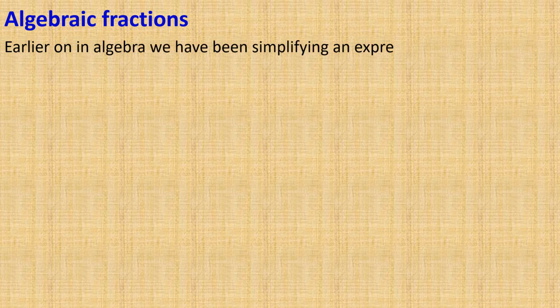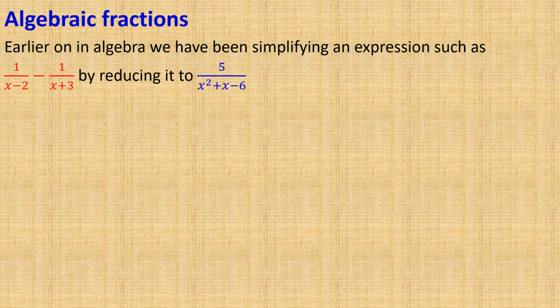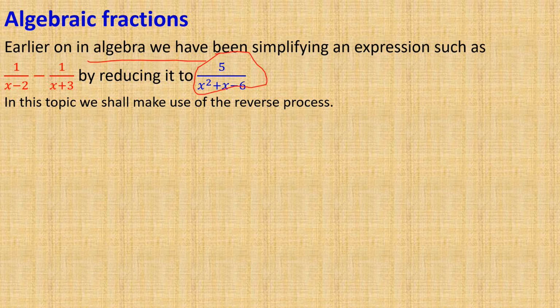Algebraic fractions. So earlier on in algebra, we've been simplifying expressions such as 1 over x minus 2 minus 1 over x plus 3. And when we reduce this, we come up to 5 over x squared plus x minus 6, whereby we actually get the LCM, work it out, then we get to this single fraction. So in this topic, we shall make use of the reverse process. Instead, we shall move from this single fraction to split fractions. So we shall move in a reverse aspect of it.